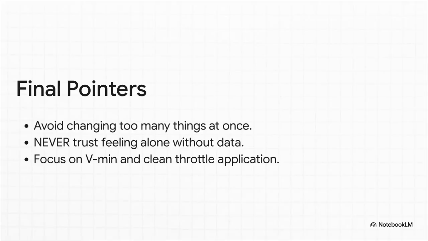So what should you take away from all this? A few key things. First, avoid changing too many things at once. Otherwise, you'll never know what actually worked. Second, and this is a big one, never trust feeling alone without data to back it up. And to make it really concrete, think about a track like Boreum with its massive straights. The data will tell you that everything comes down to your mid-corner minimum speed and a clean early throttle application. That's where all the lap time is hiding.